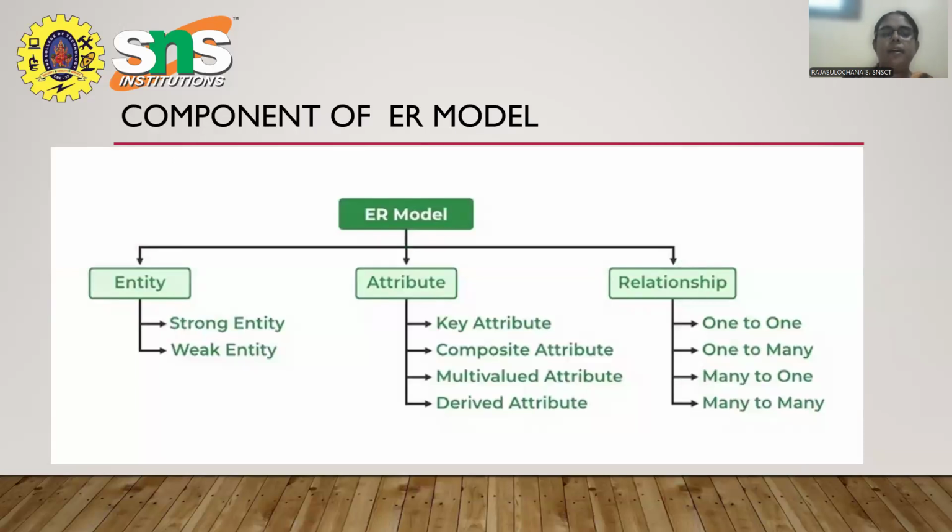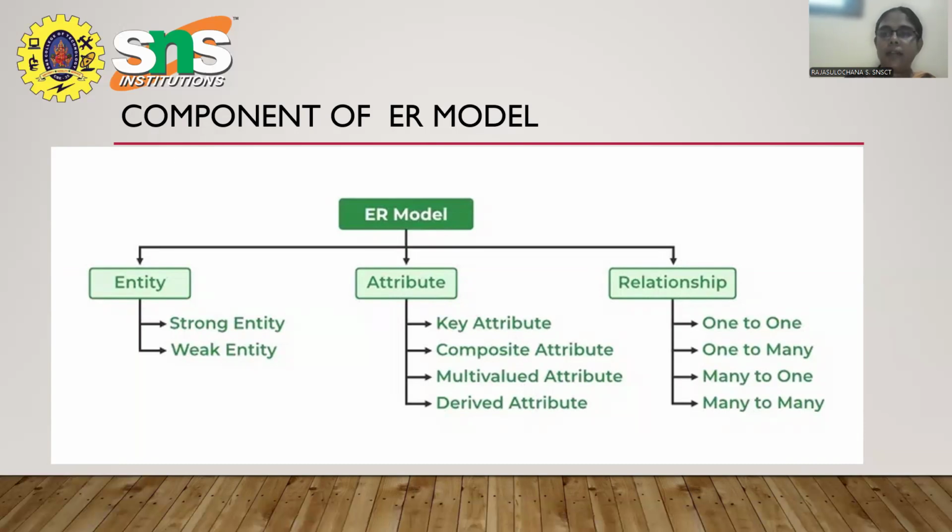So here, entity is of two types. One is a strong entity and the other is a weak entity. And when it comes to attributes, there are four types of attributes. One is the key attribute, which is the primary key or foreign key. Next is the composite attribute, and multi-valued attributes.